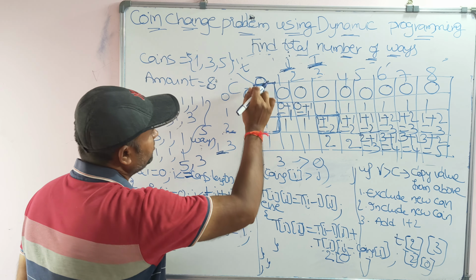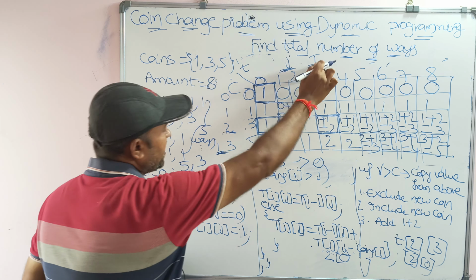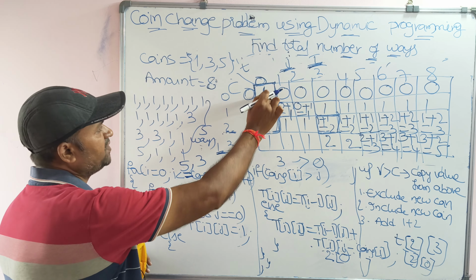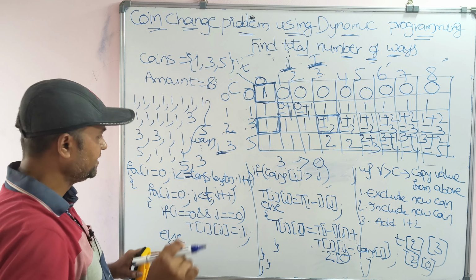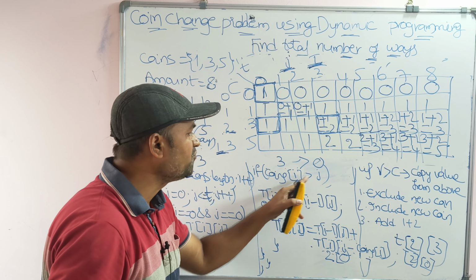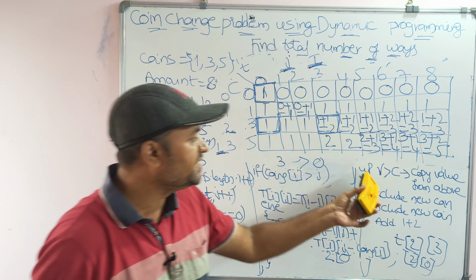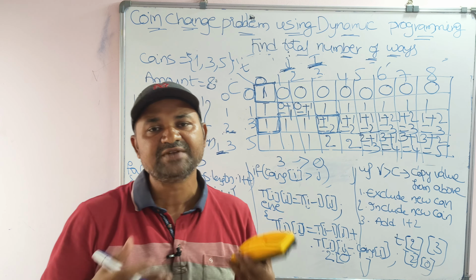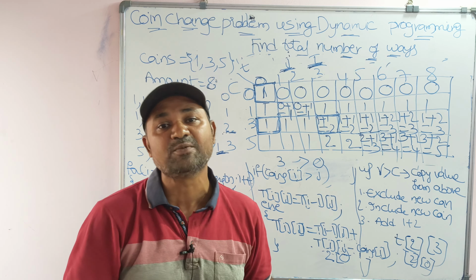If i == 0 and j == 0, this is the base condition, the termination condition. If i value is 0 and j value is 0, then here the matrix name is T, T[i][j] = 1. So store 1 here. Else, if coins[i] > j, that means if row greater than column, then what we are doing, we are copying the above value.